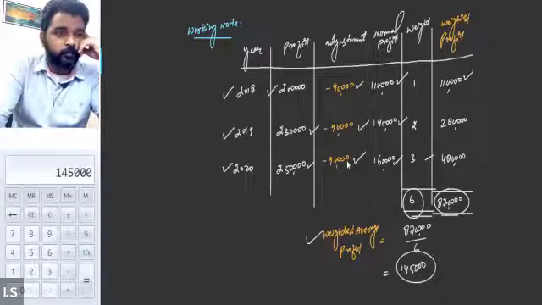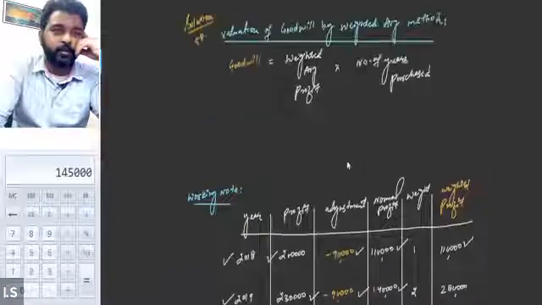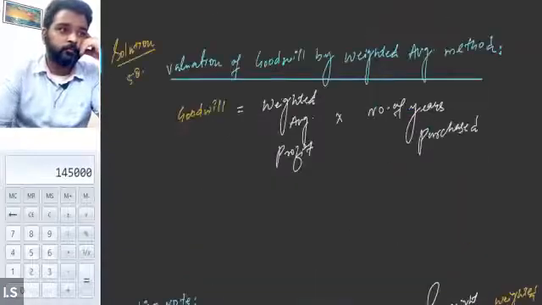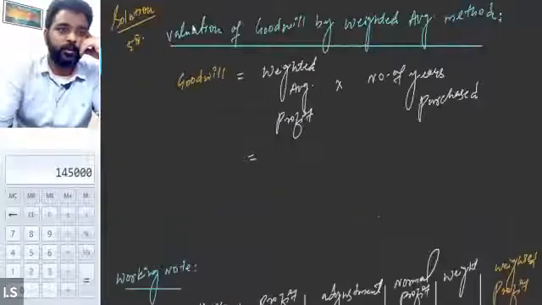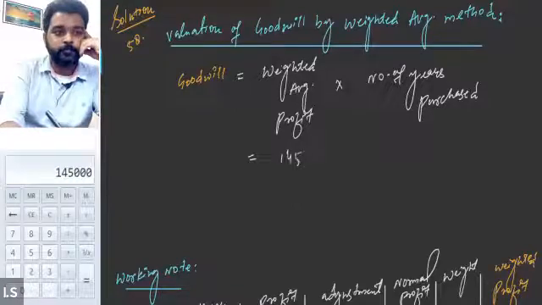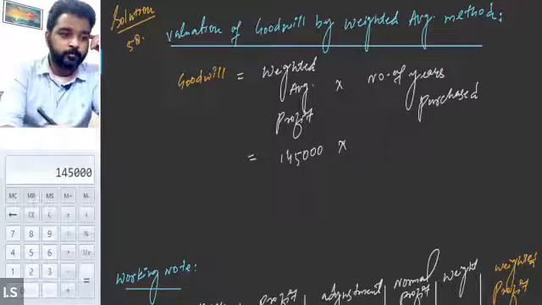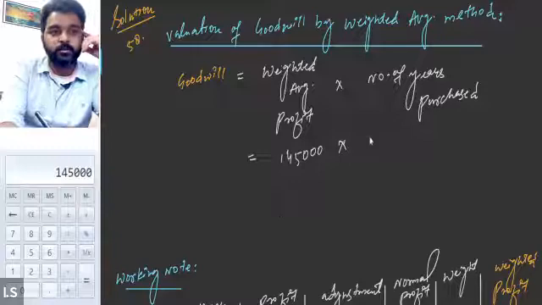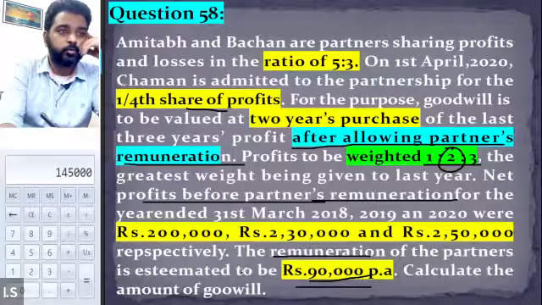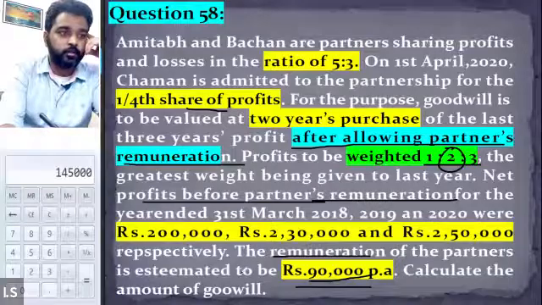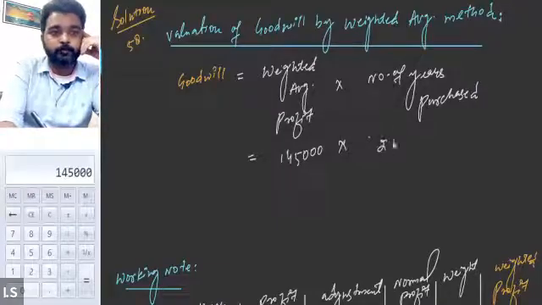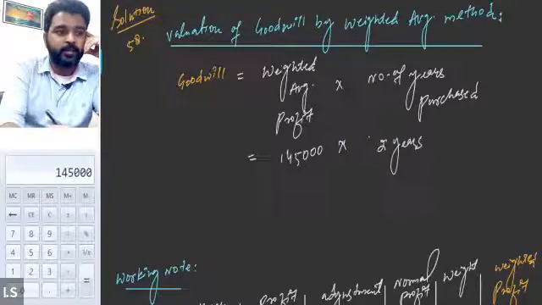Okay. And now what we will do, we will take the value of the weighted average profit, write it into the main formula. 1,45,000 it was, no? Yeah. And how much is the number of years purchase? 2 years. Let me check. 2 years was the number of years purchase. All right. So multiplying it with 2 years, we will get 2,90,000.